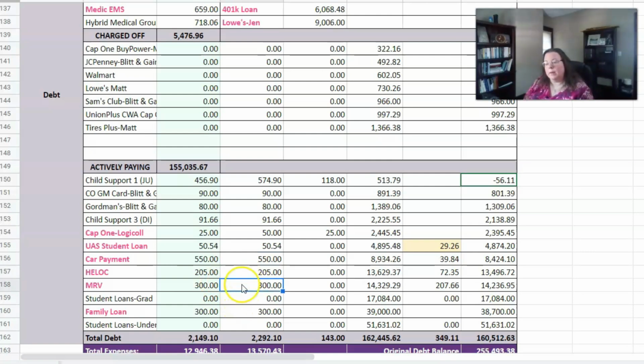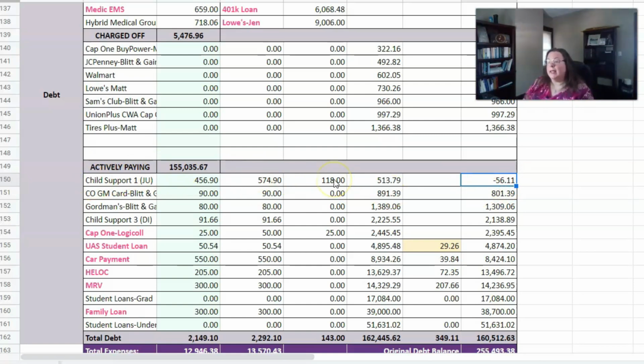This is a Visa card. We paid $300 to it. Nothing to graduate student loans, $300 to the family loan, nothing to undergraduate student loans. And that brought our total to $2,292, which is $143 more than we originally planned. And I don't think I ever went and verified. This might be off by a few cents.